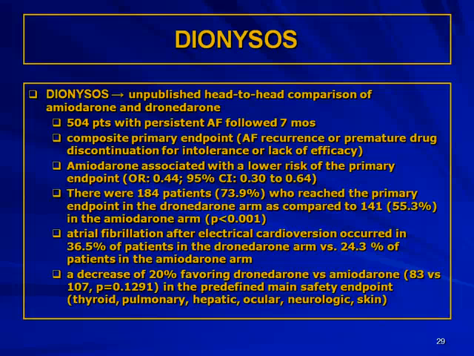The p-value was 0.12. But I think it tells us that, yeah, dronedarone's safer, but the duration of follow-up was short, numbers of patients were small. But it also tells us that amiodarone is probably a more effective drug for preventing recurrences of AFib.